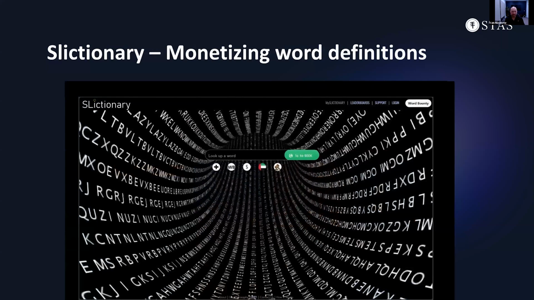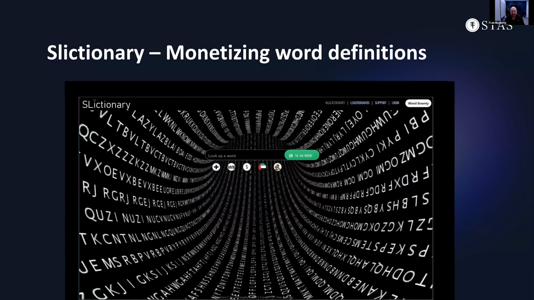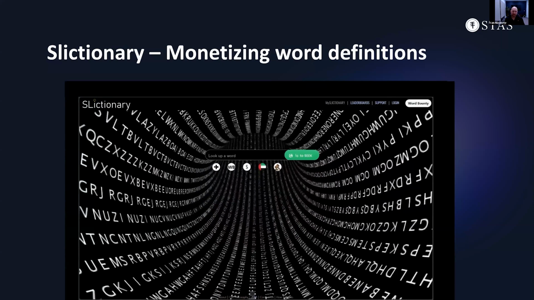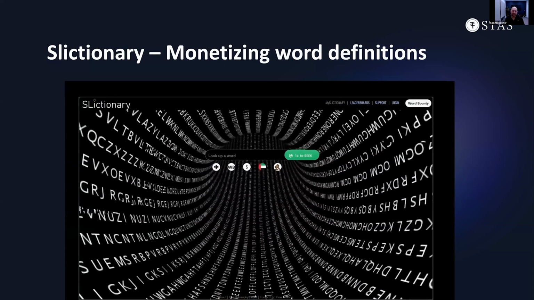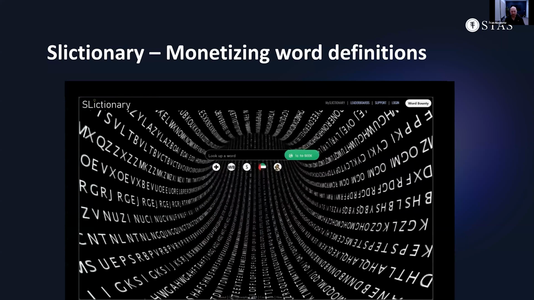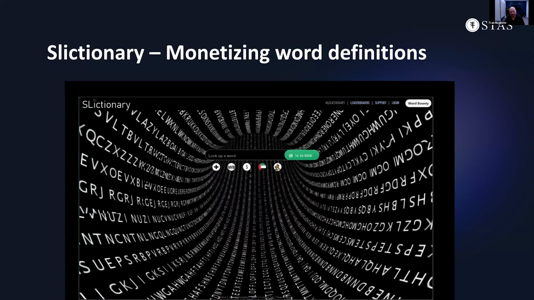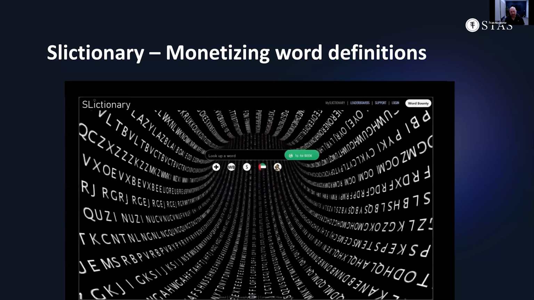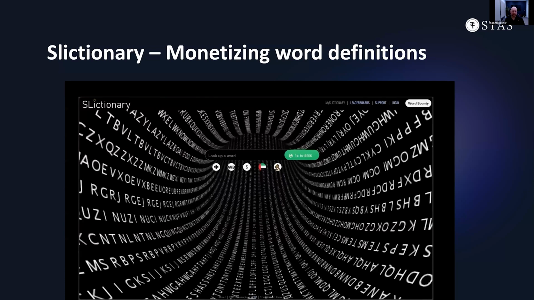Slictionary. So this is another one that's a different model, right? It's about monetizing word definitions, and they're using the Stars token as the words themselves. So they embed all the metadata in the Stars token, and then that can be transferred and also earn money through their platform.